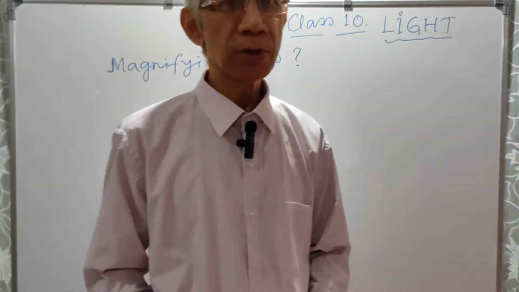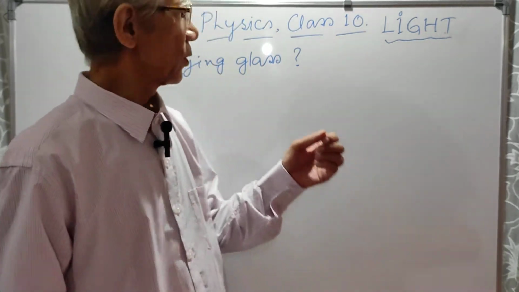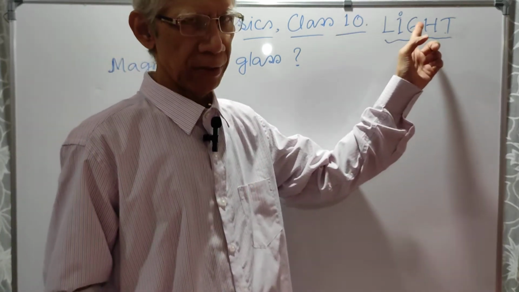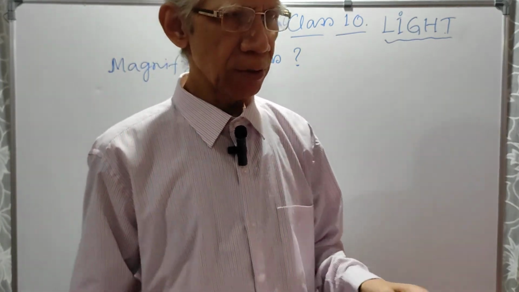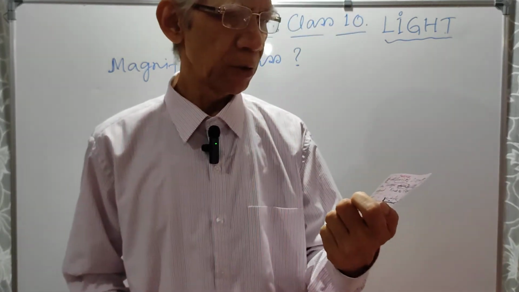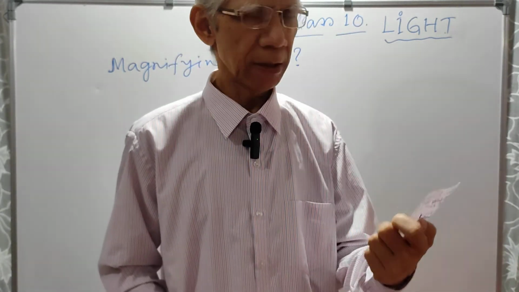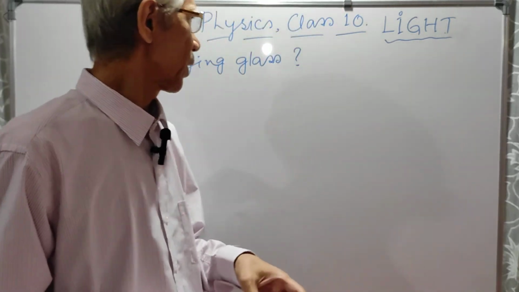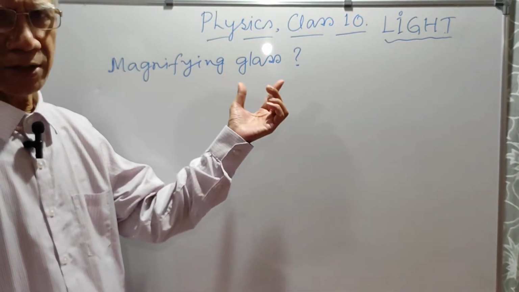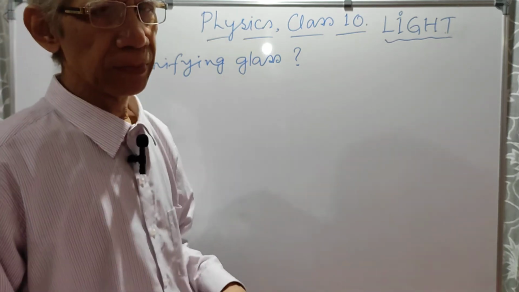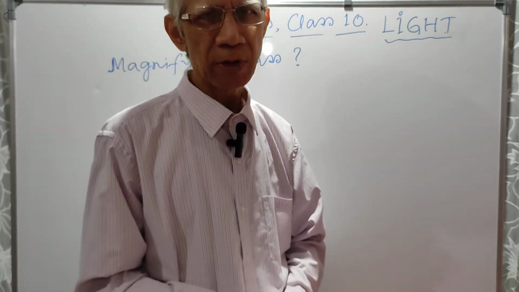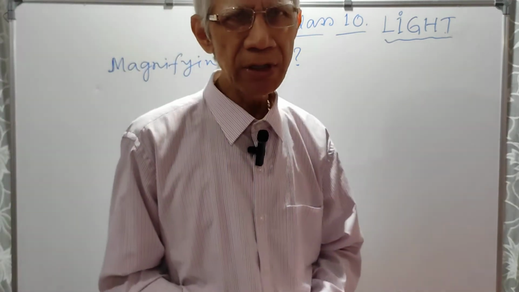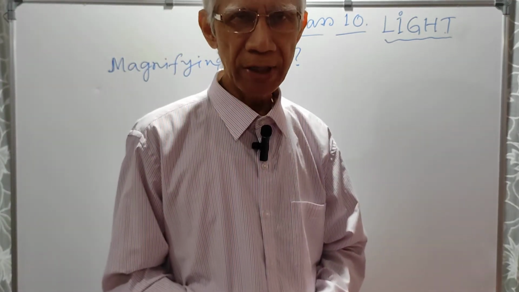My dear students, today I am going to discuss physics for class 10, the chapter of light. Now, one student from Barpeta, Amlanjuti Pathak, asked a question. The question is this: what is a magnifying glass? How does it work? A magnifying glass is a converging lens, that is, a convex lens.